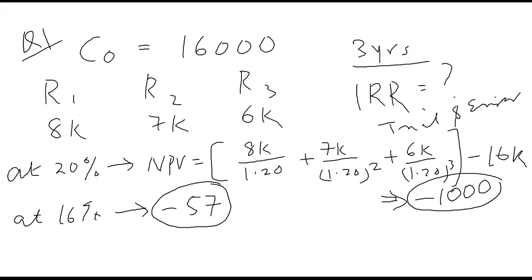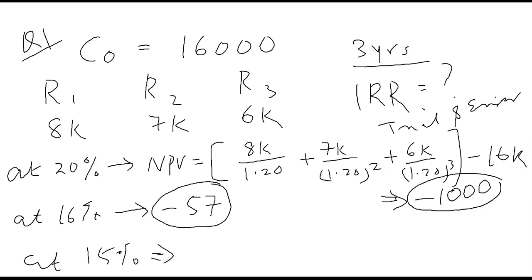See, for minus 1,000, I comfortably took a 4 to 5% difference. Already I told you, you can take a 7 to 8% difference. Instead of 20, you could have directly come to 12 or 13%, and still you would get the same answer. Just to show you the process, I took this. Now suppose I give you 15%. Tell me the NPV.